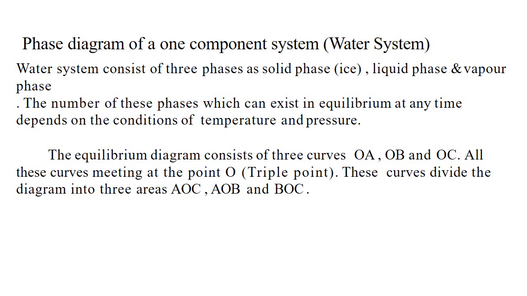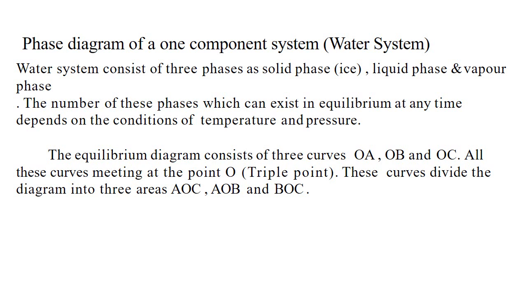If it's a vaporization curve, that is the OA curve, so the liquid phase and the gaseous phase will be in equilibrium at the positions on the curves. The number of these phases which can exist in equilibrium at any time depends on the conditions of temperature and pressure. The equilibrium diagram, which is also called the phase diagram, consists of three curves which are OA, OB and OC. All these curves meet at the point O.